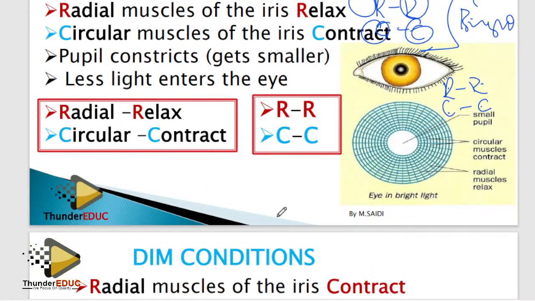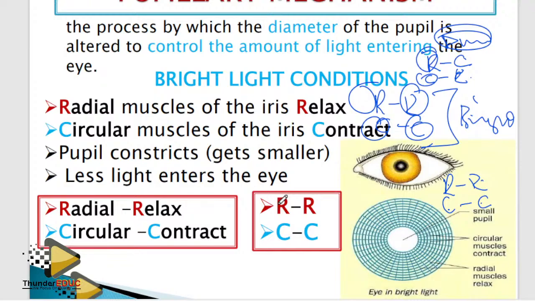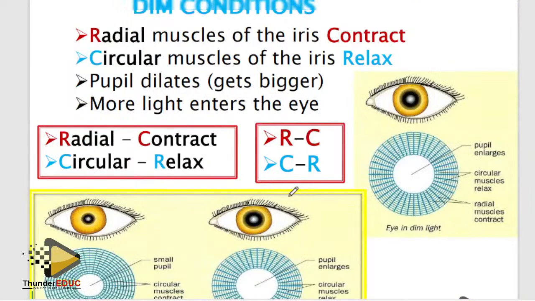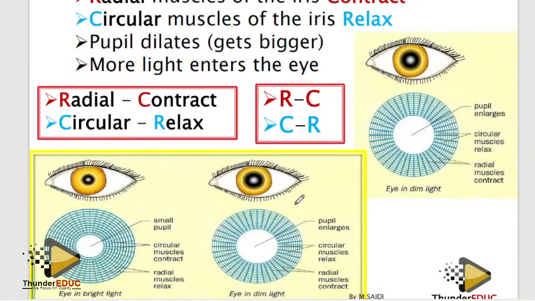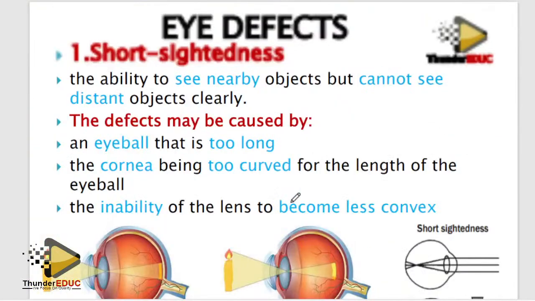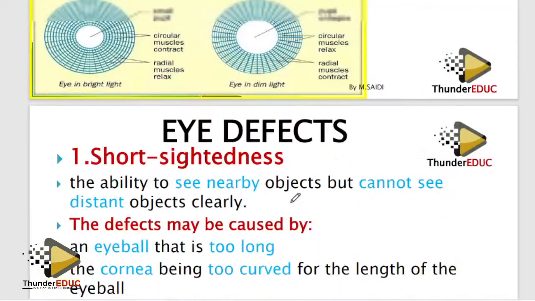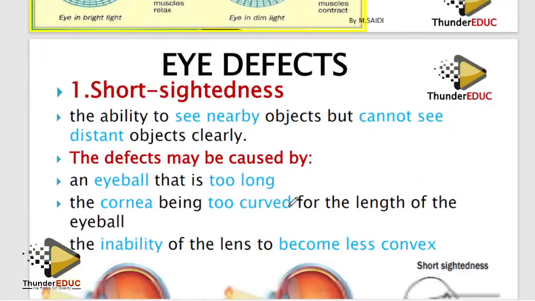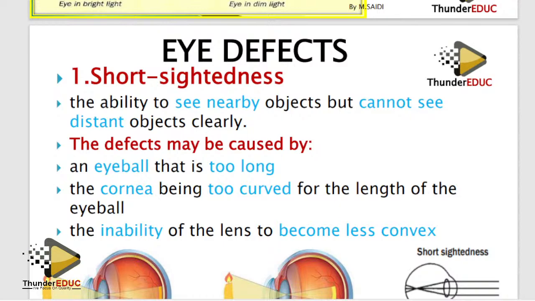So please make sure that you memorize one. Bright light, R with the R, C with the C. You don't mix things up. While in dim light, you mix them up. Done. Don't waste too much time, guys. This one sometimes is a challenge for some people, but it's not that big a deal.